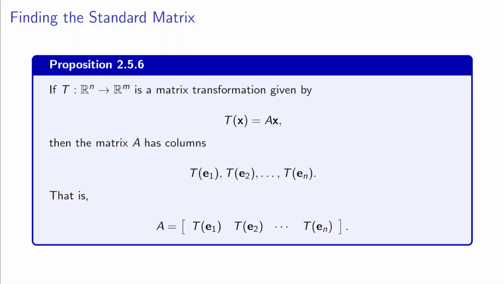So going back to that first example, we can generalize this. This is proposition 256. If T is a matrix transformation going from Rn to Rm, such that T of x equals Ax, then the matrix A has columns T of E1, T of E2 through T of En. That is, A is going to be given by the matrix whose columns are the vectors T of E1, T of E2 through T of En. So as long as we know what this matrix transformation does to these standard basis vectors, then we can construct this matrix.